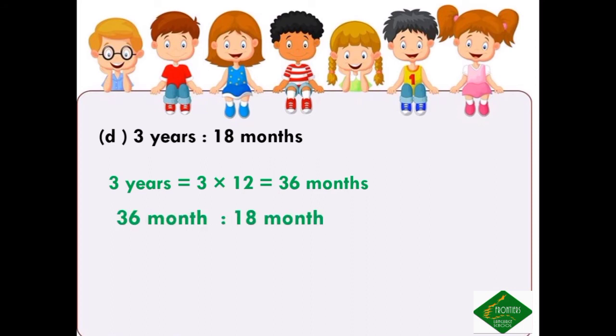Then we put the numbers in the same order, 36 months to 18 months. So we have the same unit, I must cross it. Then we have 36 to 18, I will divide by 18, which equals 2 to 1.